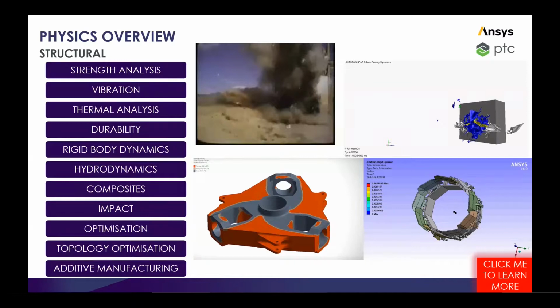Ansys also has some software around 3D printing as well. So if you've got a metal component that you are 3D printing, we can actually use simulation to simulate the printing process to make sure you don't have any broken parts.